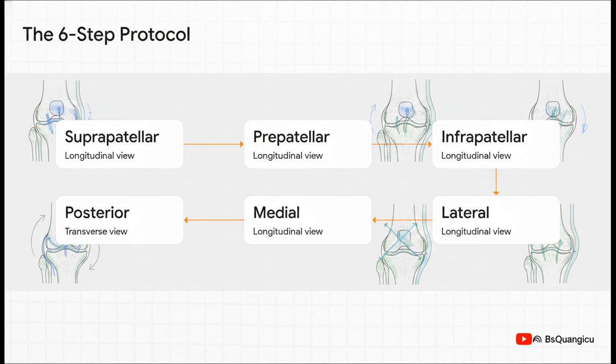Okay, so here's the absolute crucial point. We have to follow a highly reproducible, strict 6-step protocol. Why? Because sticking to a standardized chronological path means we literally never miss a critical structure. We start anteriorly, moving top to bottom, then we check the outside, the inside, and finally wrap up at the back of the knee. Let's break down exactly what we're hunting for in each step.